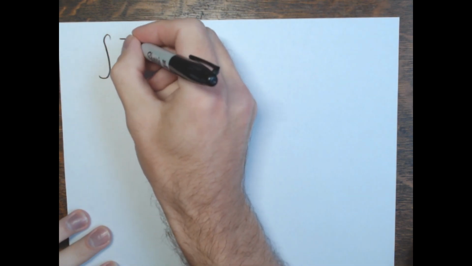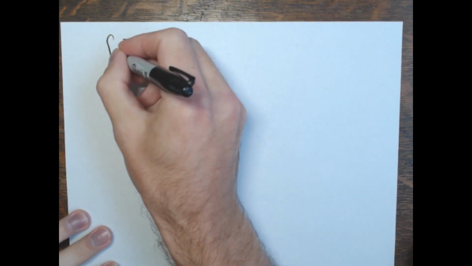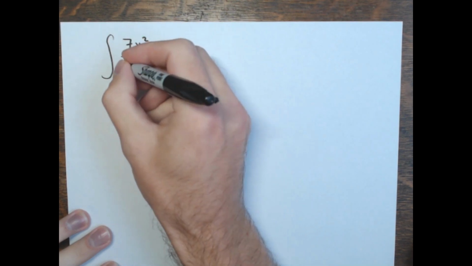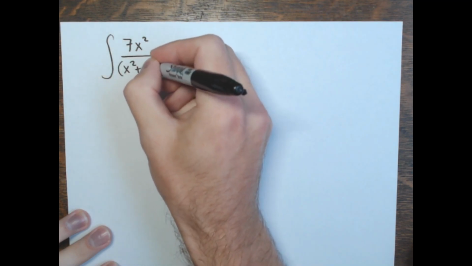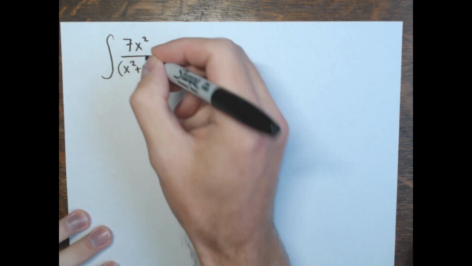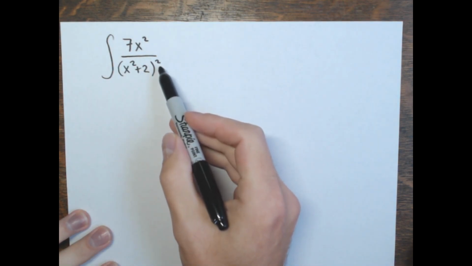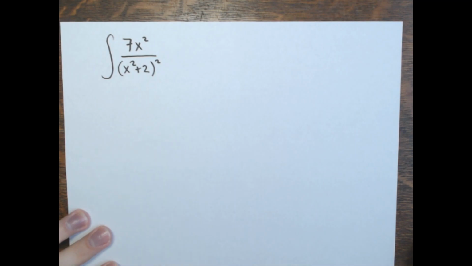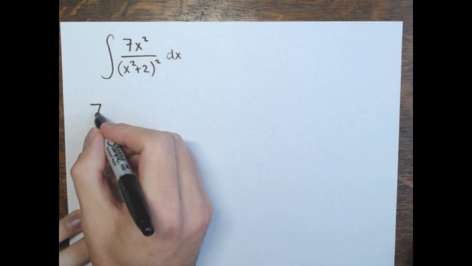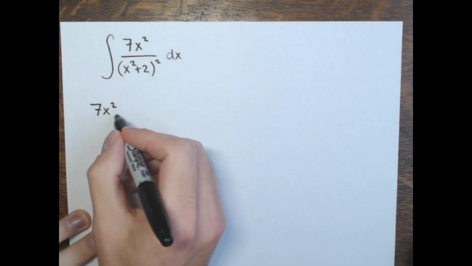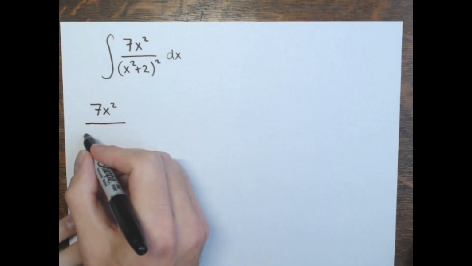Integral of 7x squared over, and then once again we have one of these quadratics that's not factorable. That's a repeated factor. All right, x squared plus 2 squared. So once again, very, very similar to the last example.